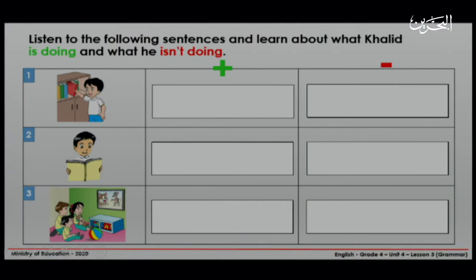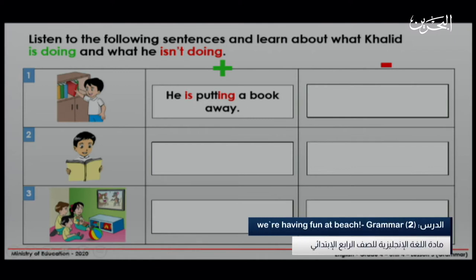Let's read the following sentences and learn about what Khalid is doing and what he isn't doing. Let's see the first picture. What's Khalid doing now in this picture? He is putting a book away. Now, let's recall the structure together. Here's the affirmative structure. First, we start with the pronoun he, followed by a verb to be, is, then a verb, putting, and don't forget, here we have a vowel and a consonant, so we have to double the consonant, and then we continue the sentence, a book away.